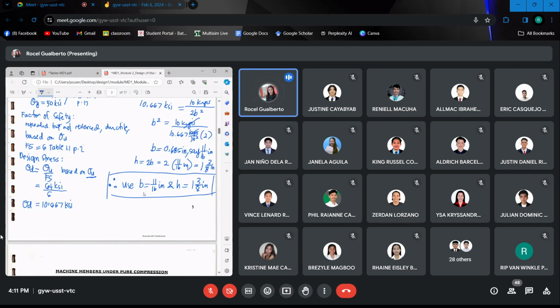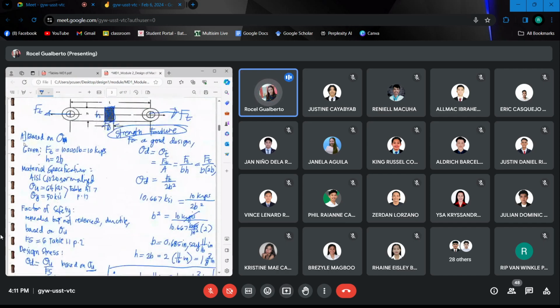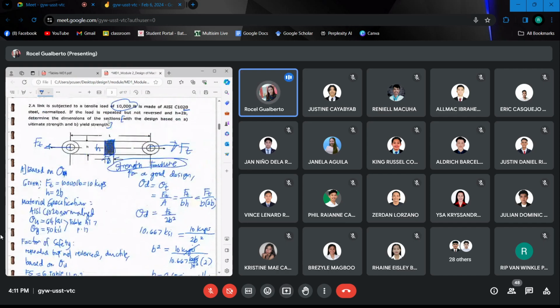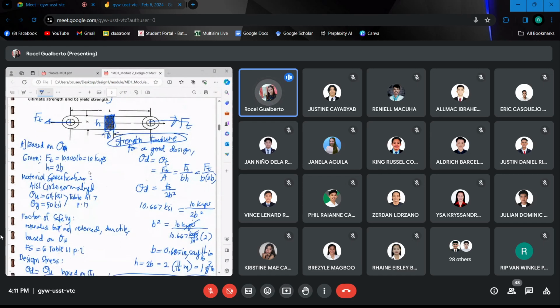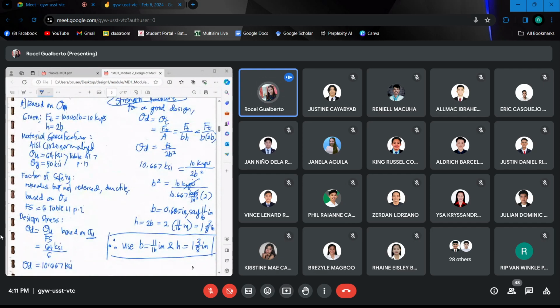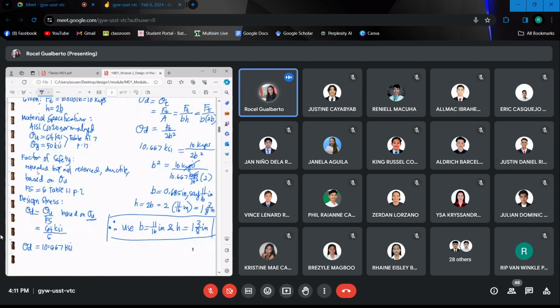Okay? Now, kayo naman po yung gumawa ng letter B. Okay? Yung B po is based on the yield strength. Okay? So, gawa po natin yung based on the yield strength. So, alin po yung papalitan natin dito sa initial solution natin sa A? So, given at material specs po, the same, dito po sa factor of safety. So, ito po, magiging repeated, but not reversed, ductile, and based on yield. So, iba na po ang value ng factor of safety.